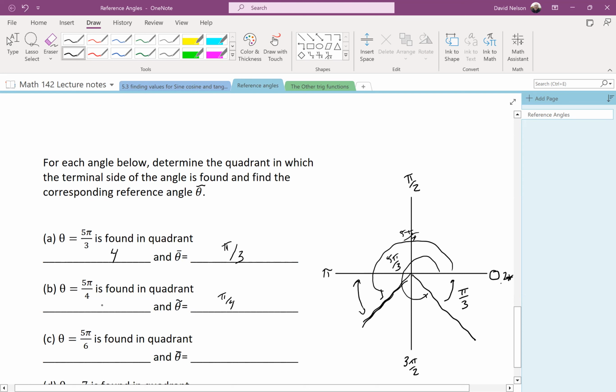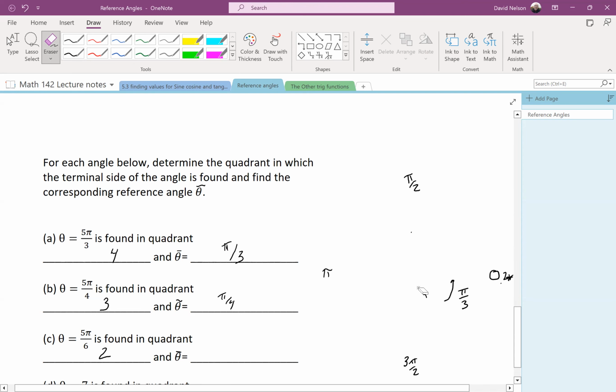5 pi over 6 is a little bit shorter than 6 pi over 6. 6 pi over 6 would be just pi. So 5 pi over 6 ends us up in quadrant number 2. And our reference angle, that's getting kind of busy now. Let me erase some of that stuff. Oh, got the angle. All right, erased too much.